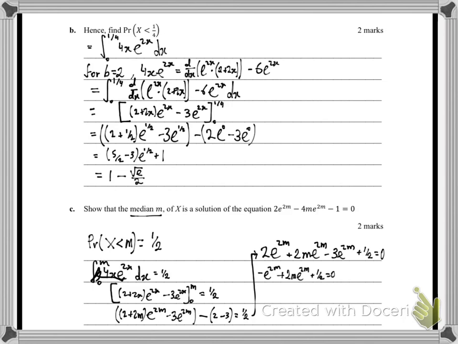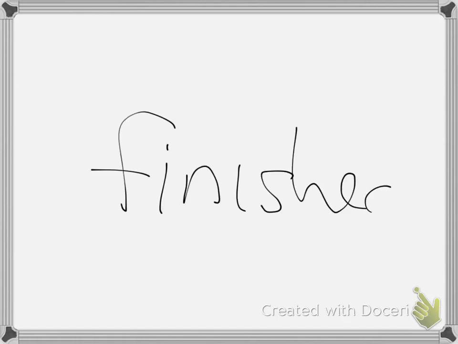Keep going. We've got terms we can collect. This 2 times e to the 2m minus 3 times e to the 2m, they're common terms and we subtract. There we go. We get the negative. We're almost done. I'm going to do a little multiplication trick. Times by -2 on both sides into each term, and I get exactly the equation that I needed to prove. And we did it. And we are finished. Well done.